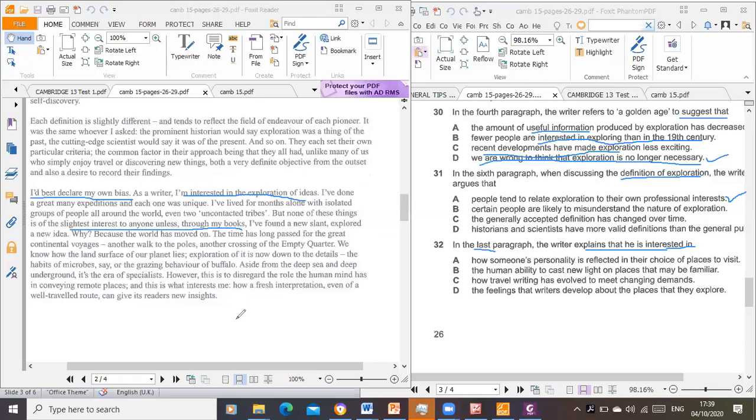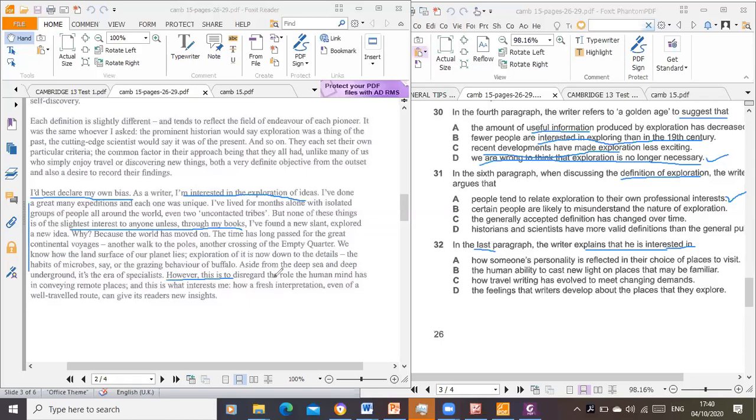Why? Because the world has moved on. The time has long passed for the great continental voyages. Another walk to the poles, another crossing of the empty quarters, and so on. We know the land surface, aside from the deep and so on. Now, however, this is to disregard the role of the human mind. So all these things, they are just going to distract us.